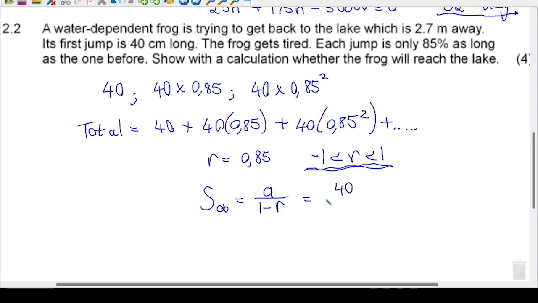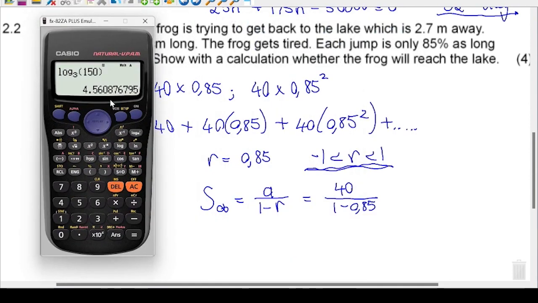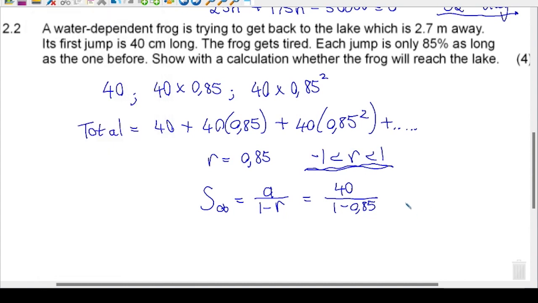Our formula is a over 1 minus r. So we get 40 over 1 minus 0.85. And we can bring up a calculator to work that out. 40 over 1 minus 0.85. And we get an answer, in centimeters, of 266.6. In meters, we divide by 100, we get 2.67 meters. Actually 2.666 recurring. Okay, so 2.667 meters.